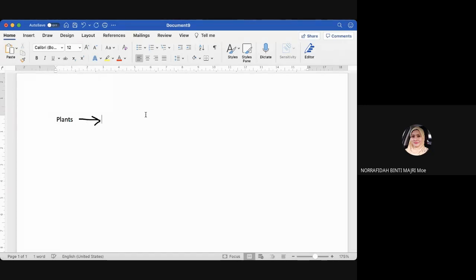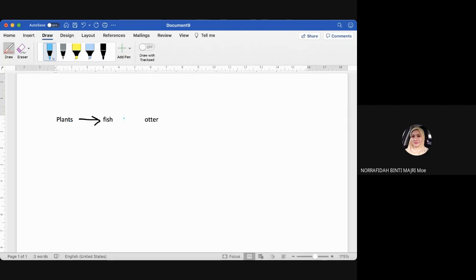And then you can write down fish, and then you draw another arrow after that. The fish is eaten by otter. And then you draw another arrow like this. So this is a food chain. You can write down plants eaten by fish, eaten by what other animals? Stork. That one is another one. Other than otter, you can replace this one with stork. So there are two food chains already.